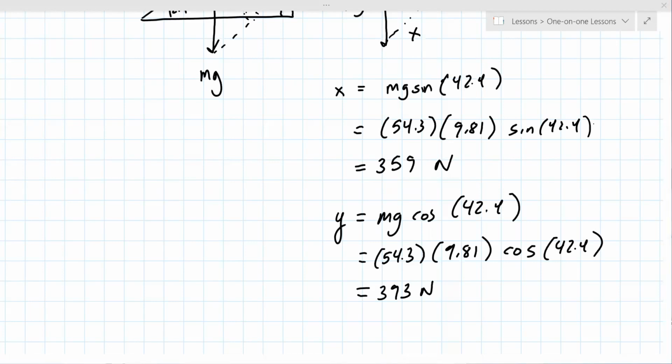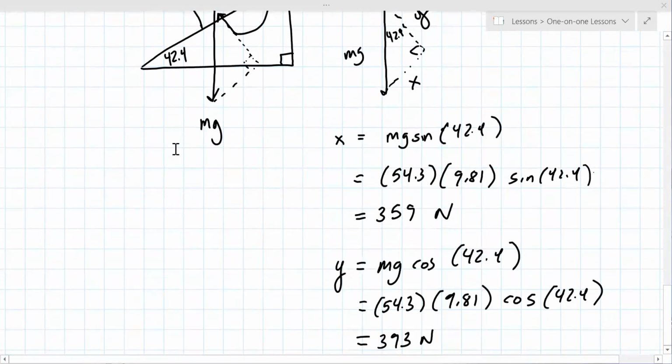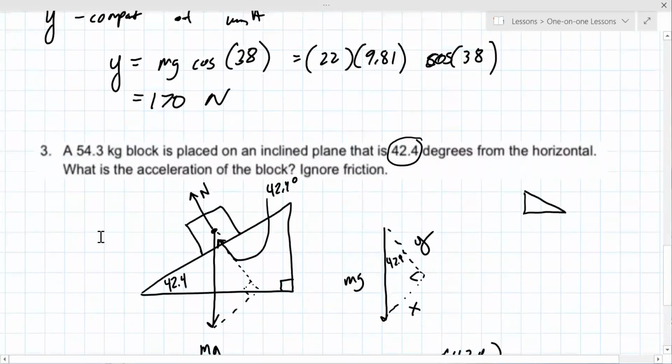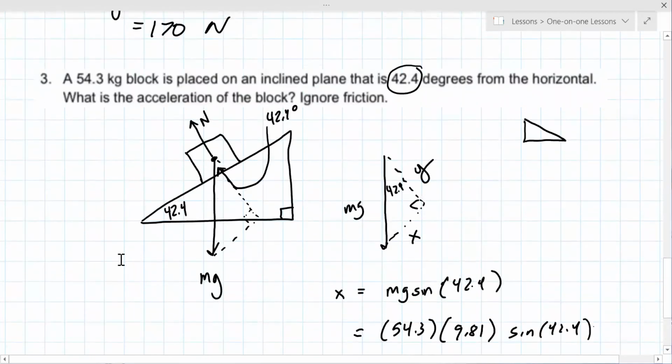Let me know when you're caught up here, so we can talk about what the problem is actually asking for. All right, so for the y component, what do we get? 393.4. Okay.